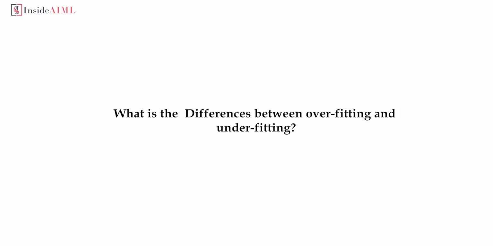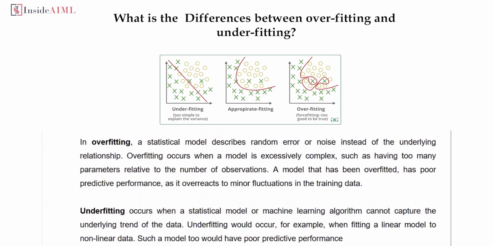So the next question is, what is the difference between overfitting and underfitting? Now, it's one of the most commonly asked questions, and you should all know the difference between overfitting and underfitting. Overfitting is when a statistical model describes random error or noise instead of the underlying relationship. In underfitting, the statistical model or the machine learning model cannot capture the underlying trend of the data.